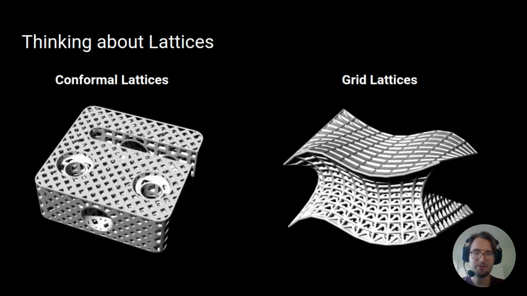Conformal lattices, which you can see on the left, fill any closed volume. The skin of these lattices will automatically conform to the surface of your design space, as you will see later in the demonstration, making it very flexible and easy to use when all you need to do is to fill a volume. Think, for example, of lightweighting. However, these lattices cannot be customized a lot due to inherent limitations in the way they are generated.